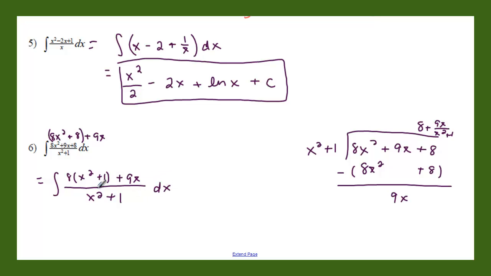Now I basically have this term and this term in the numerator. If I divide term by term, I'm going to get 8 times the quantity x squared plus 1 divided by the quantity x squared plus 1, so that is just 8. And then I have plus my second term in the numerator, 9x, divided by x squared plus 1.